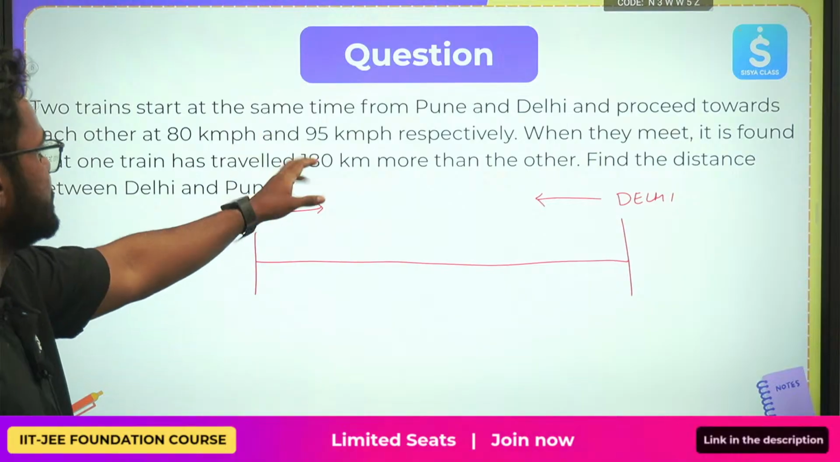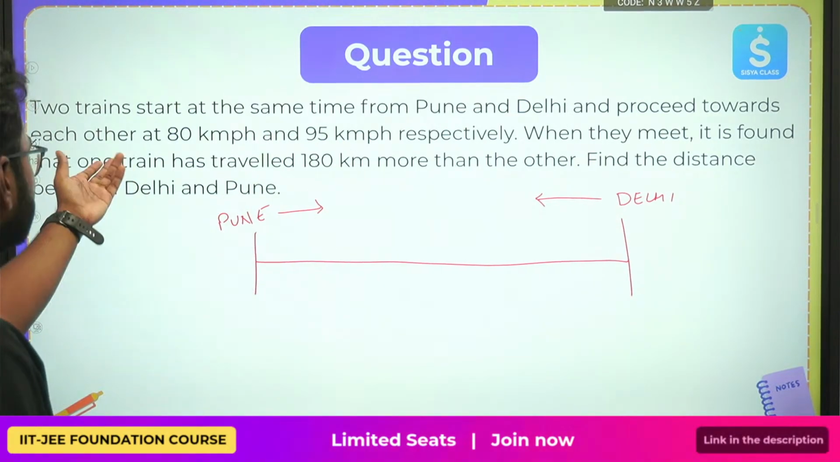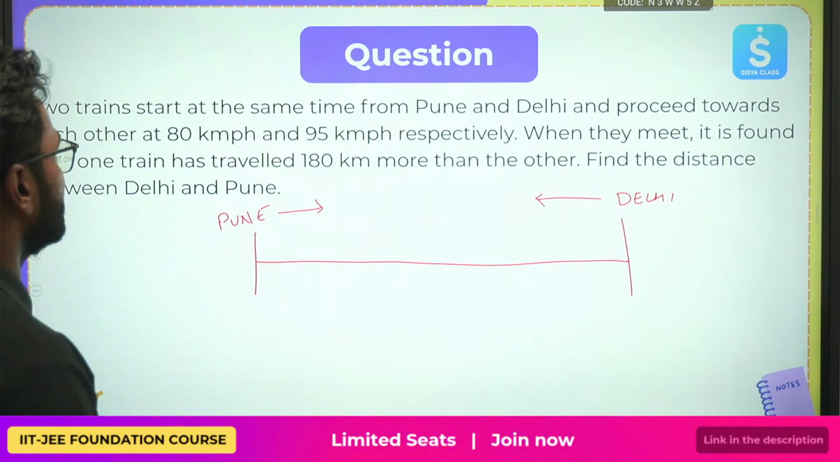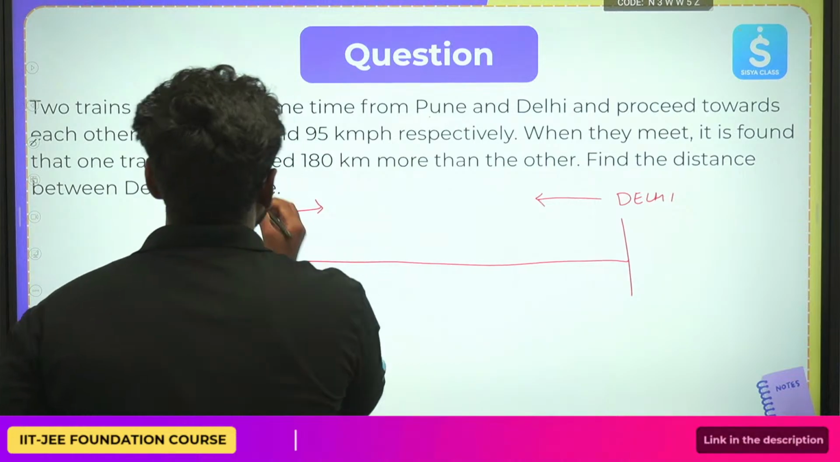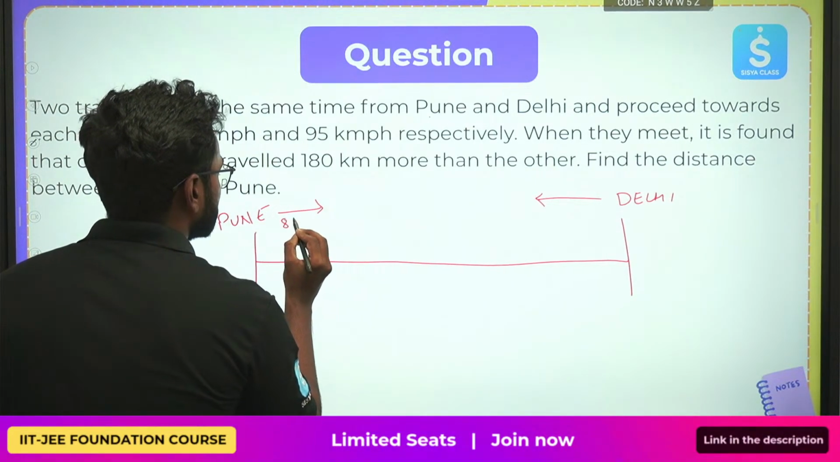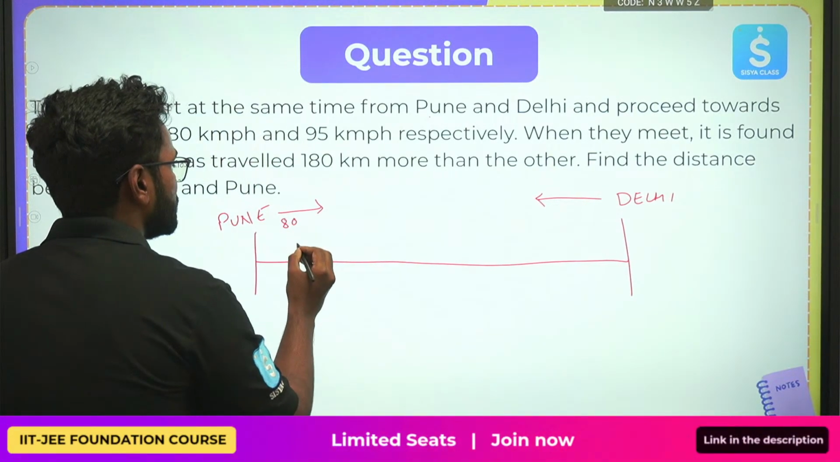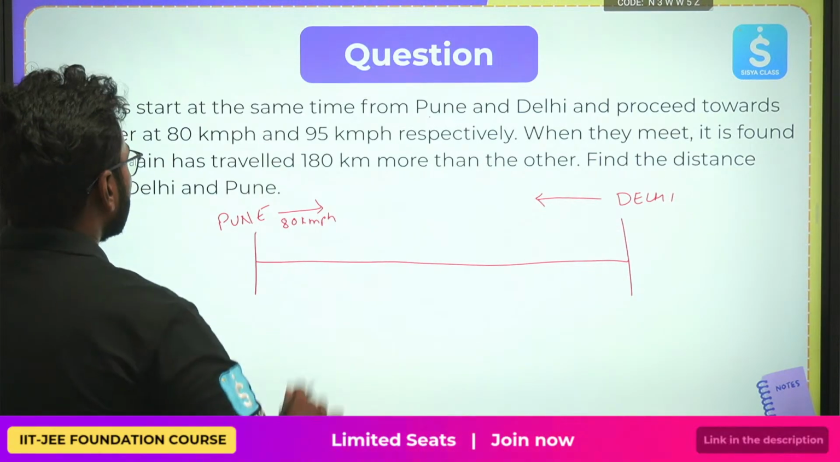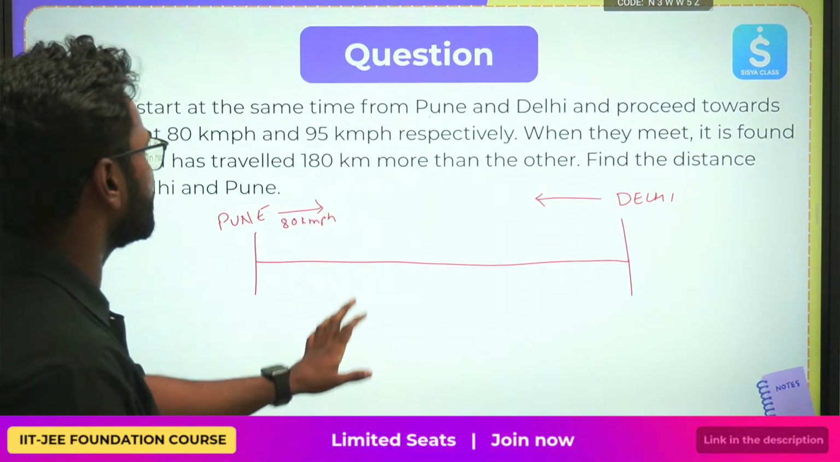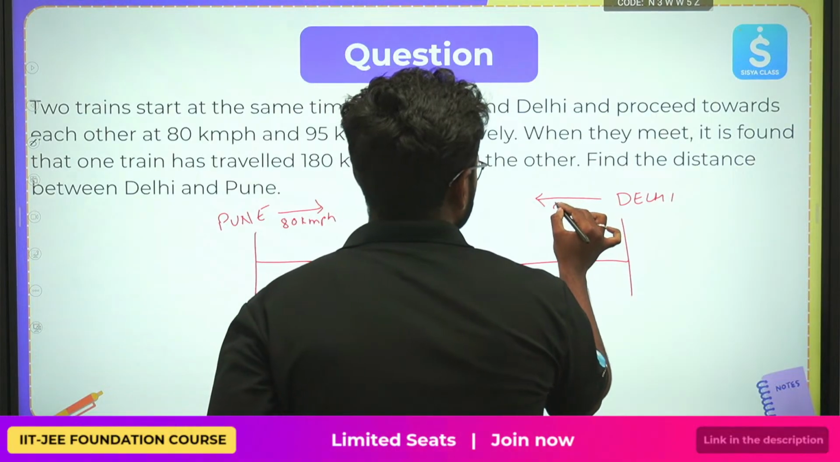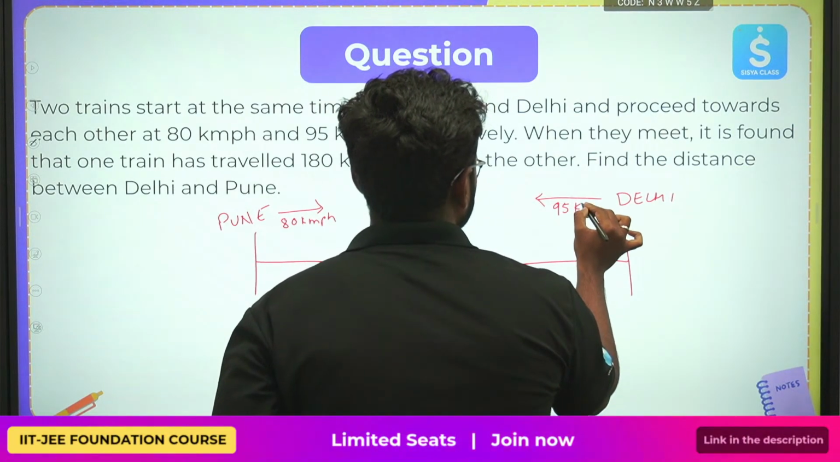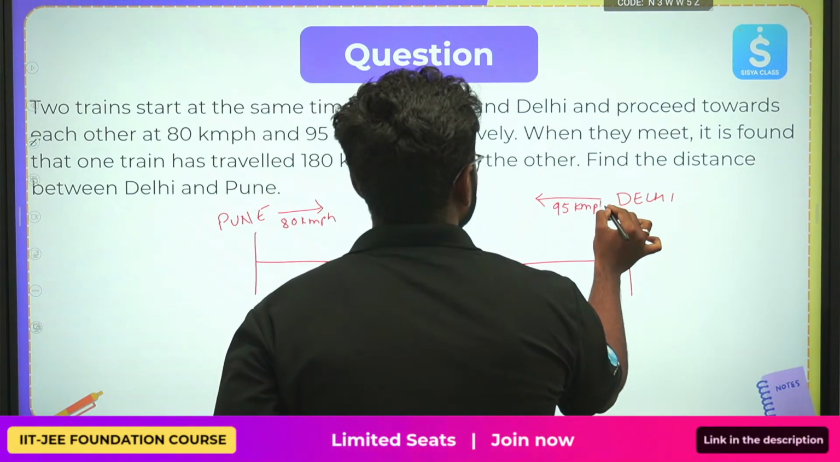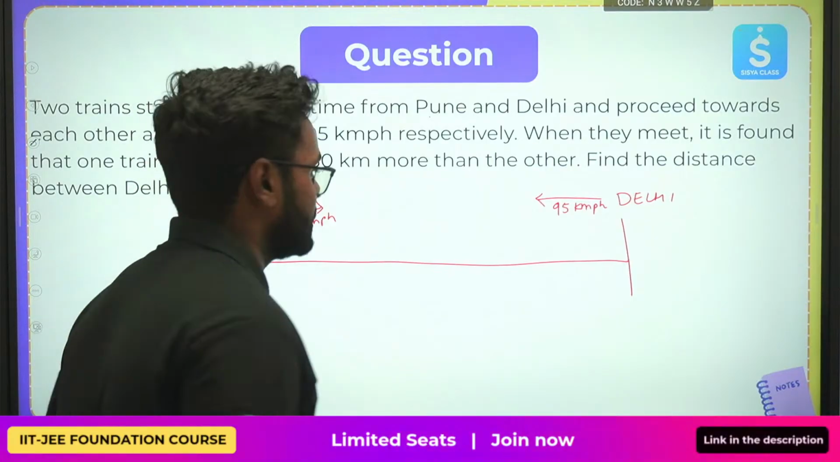See, they're starting at the same time from Pune and Delhi and proceed towards each other at 80 kmph. So from Pune, this train is moving at 80 kmph. Let me write this 80. Now the train from Delhi is moving at 95 kmph. Okay, you understood till here, right?